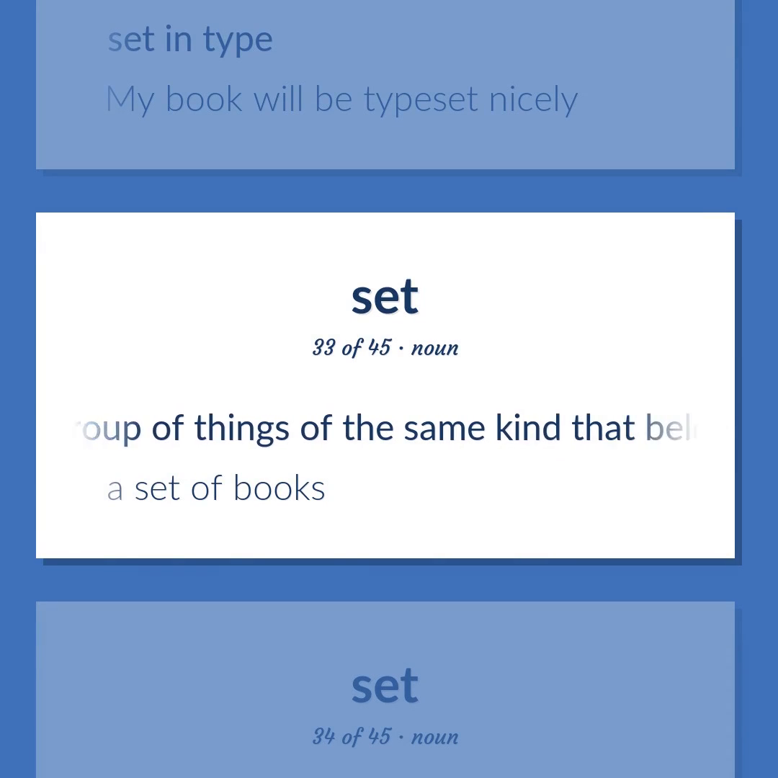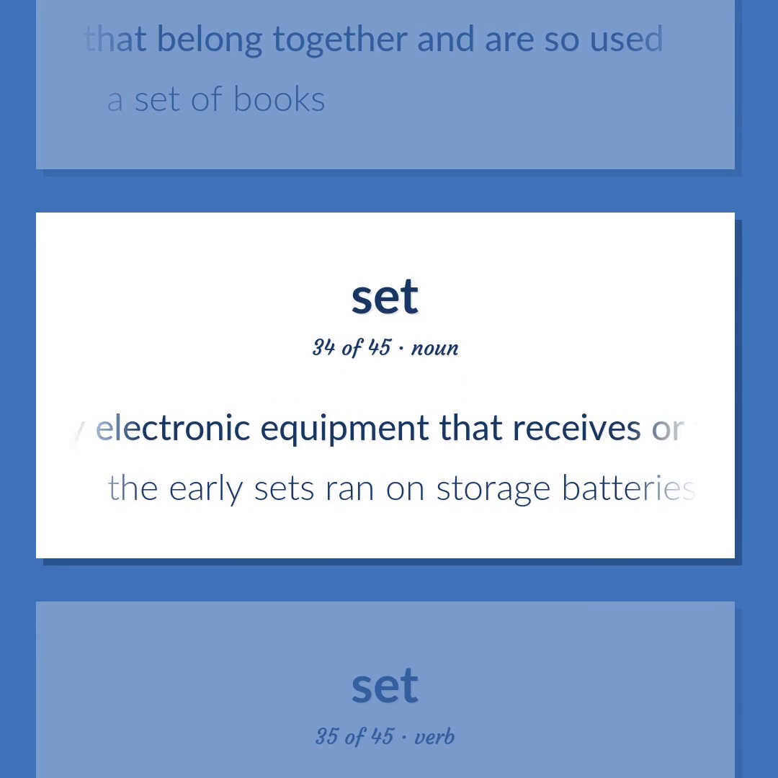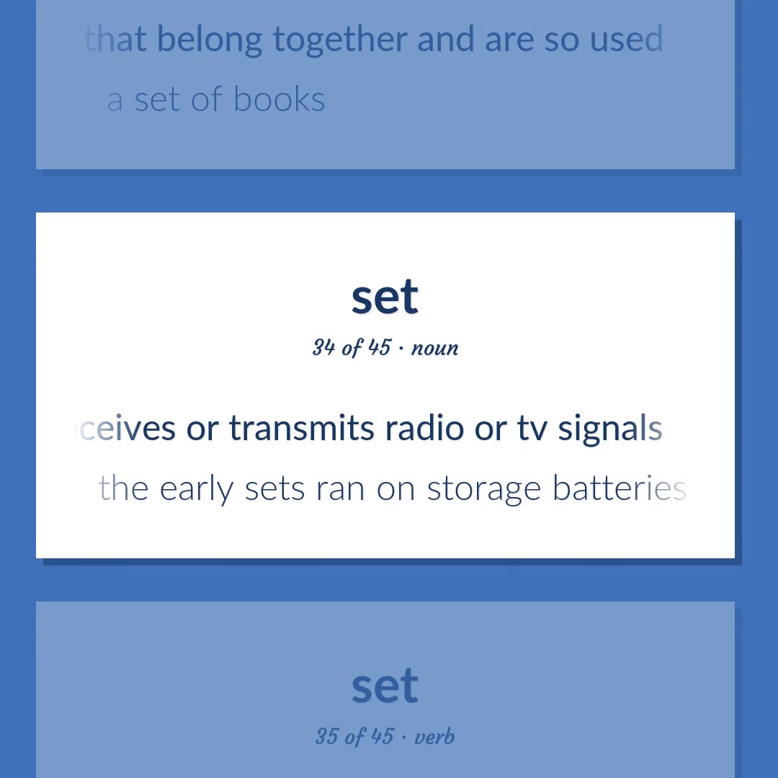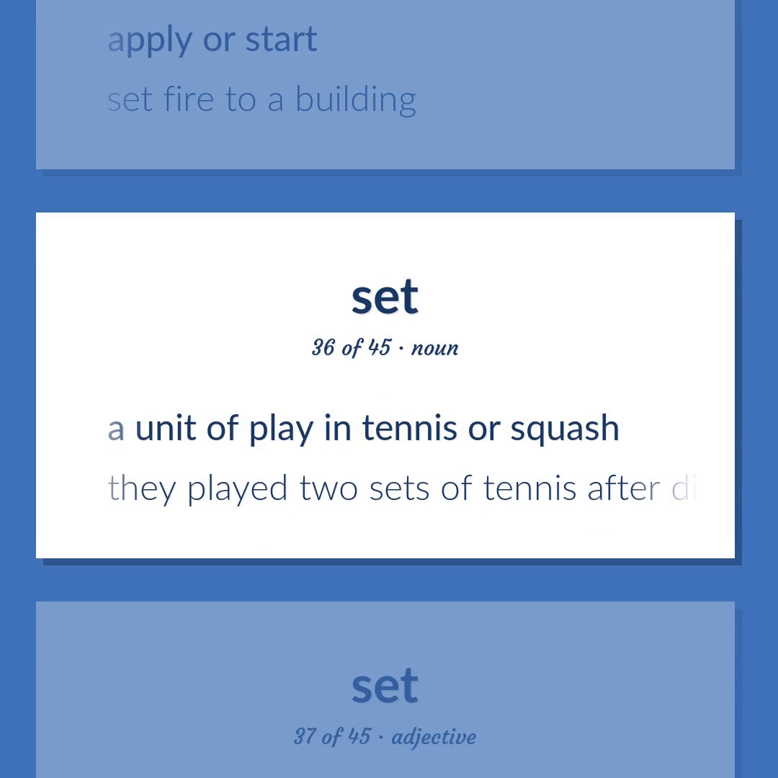A group of things of the same kind that belong together and are so used. A set of books. Any electronic equipment that receives or transmits radio or TV signals. The early sets ran on storage batteries. Apply or start. Set fire to a building. A unit of play in tennis or squash. They played 2 sets of tennis after dinner.